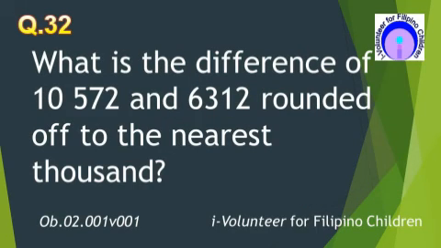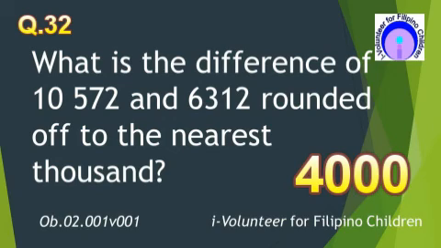Question number 32. What is the difference of 10,572 and 6,312 rounded off to the nearest thousand? The answer is 4,000.